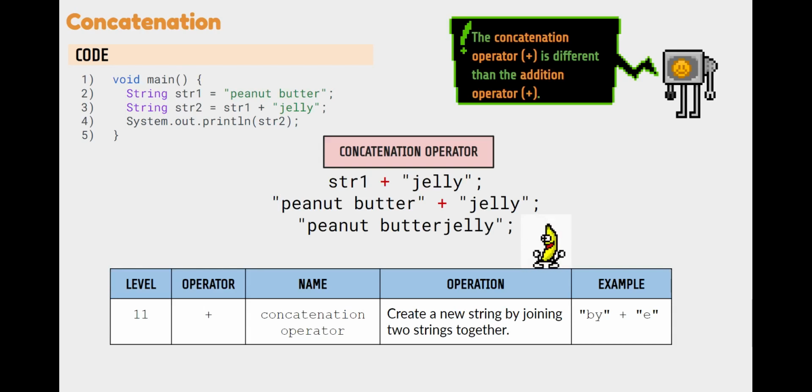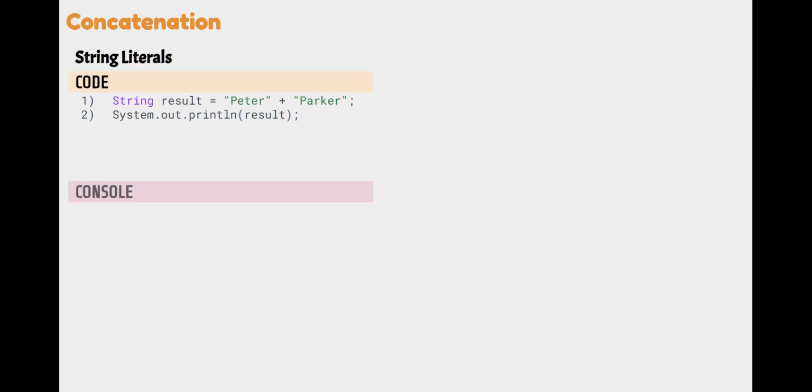We did not have a space in there, so it's not going to concatenate a space between peanut butter and jelly. It's just going to put the characters together just like they were. It doesn't put any extra characters in the middle. So when we do string concatenation, we can concatenate a string literal to a string literal.